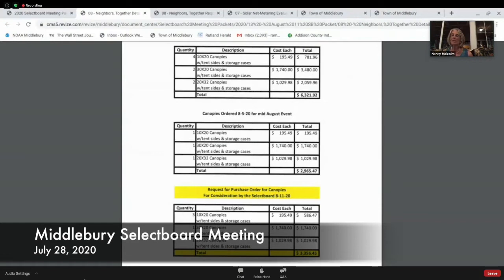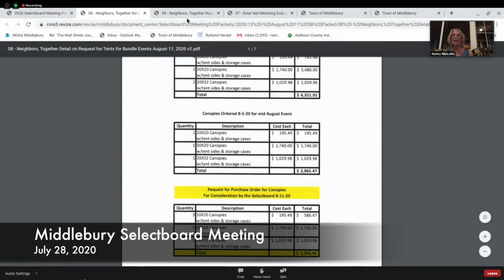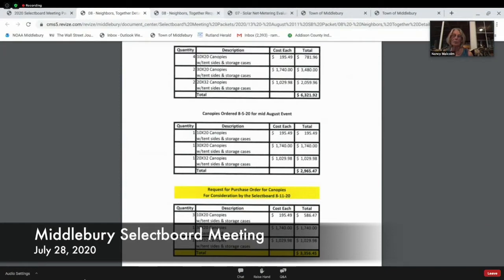And we do have some uses in mind going forward, some things that are coming up, and some with Bundle in particular. So we are asking if you would approve the $3,356.45 for the additional 3 tents that we would like to purchase. This too would give us different sizes that we could cobble together to make use of larger spaces, especially when we're still dealing with social distancing.